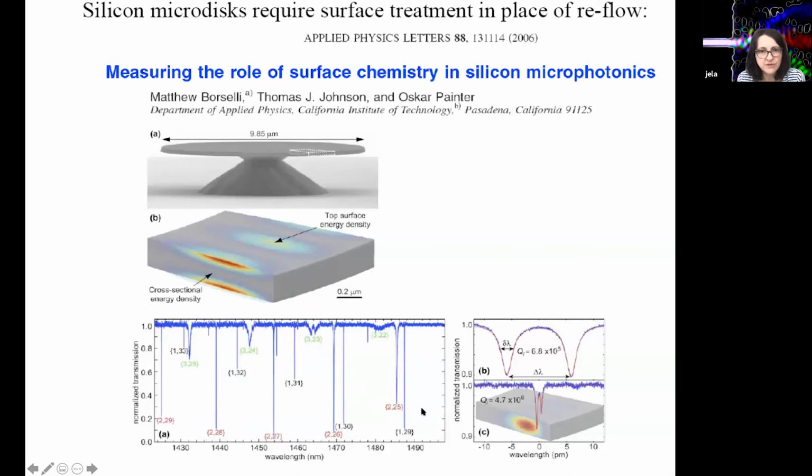And why don't we even see the modes with N equal to 4 and so on? Isn't it because with larger N, the mode is less concentrated at the edge of the disc, so it doesn't really couple to the fiber?